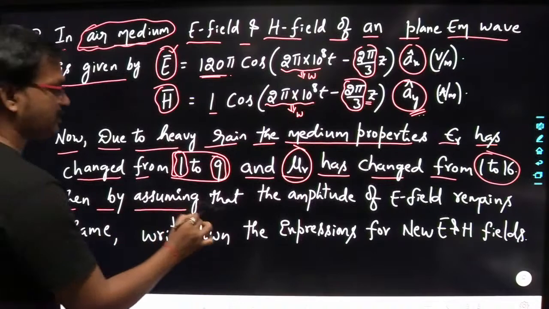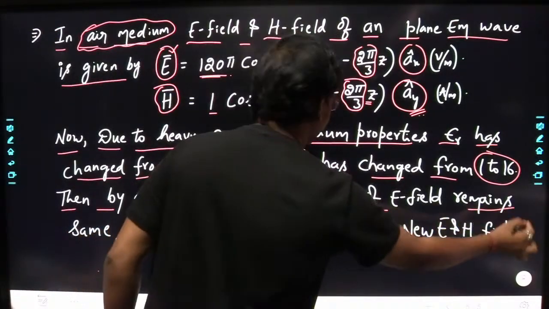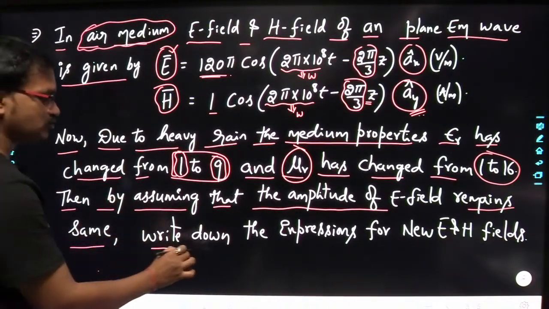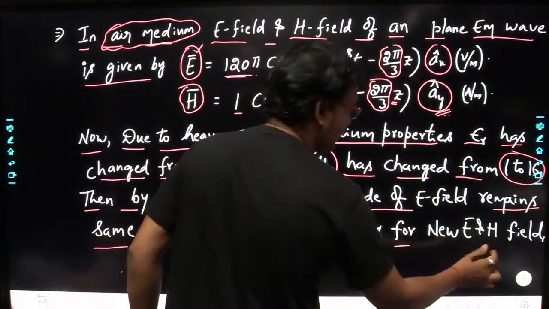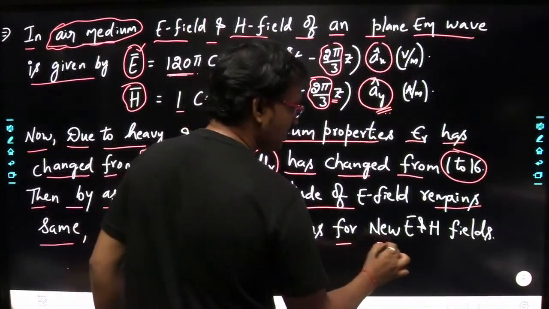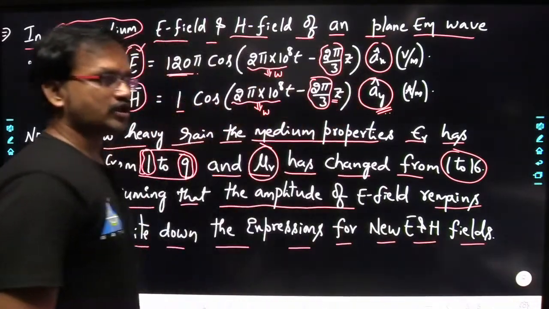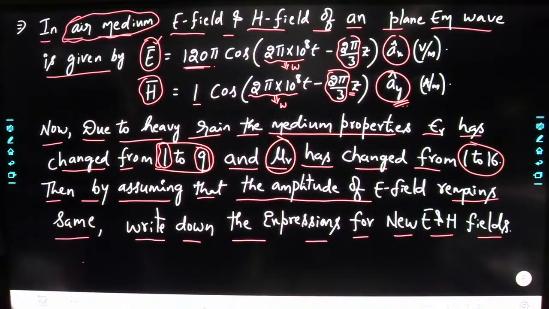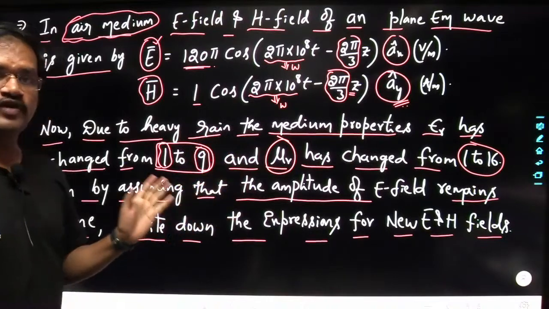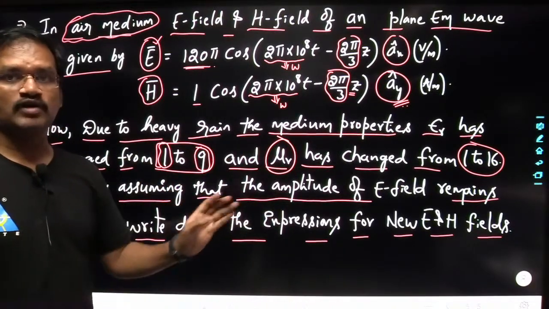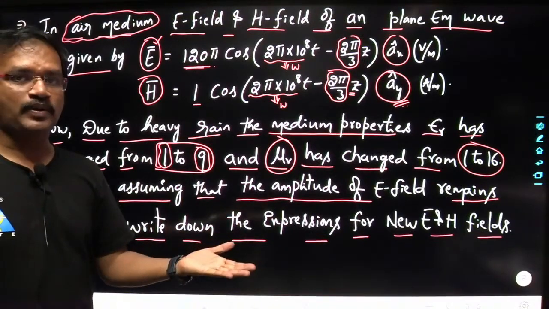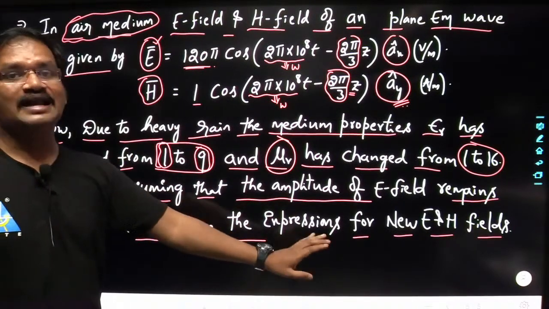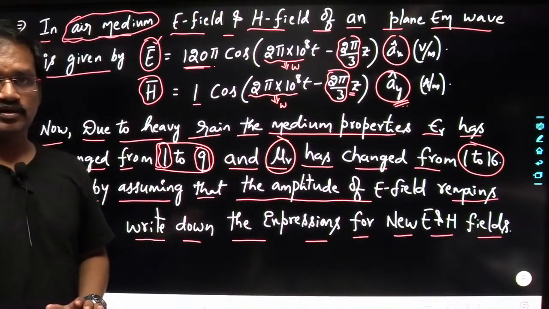Then, by assuming that the amplitude of electric field remains the same, write down the expressions for the new electric and magnetic fields. So due to heavy rain, the medium properties have changed: epsilon r from 1 to 9 and mu r from 1 to 16. Once the medium properties have changed, you have to write the expressions for electric and magnetic fields.